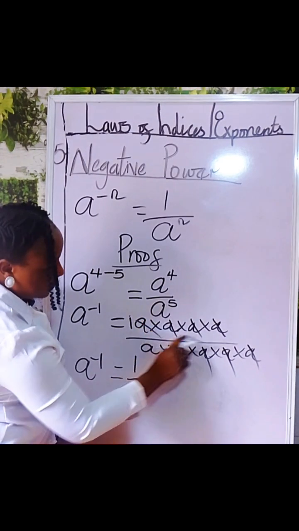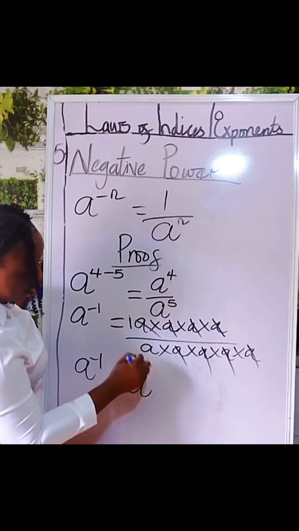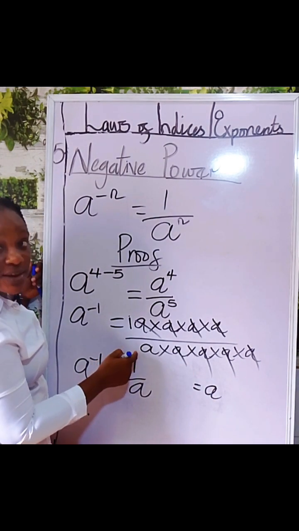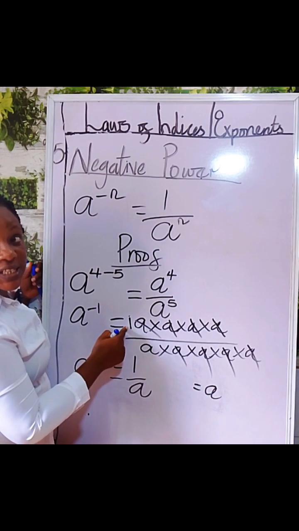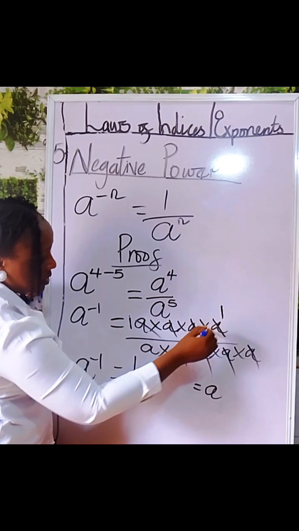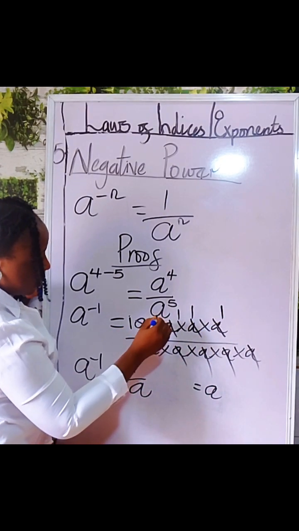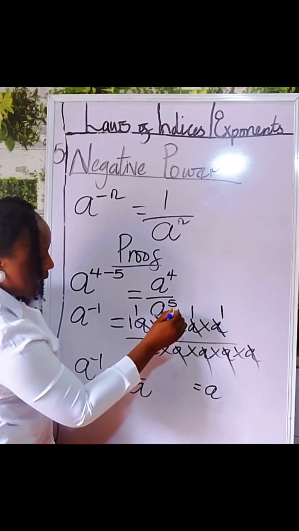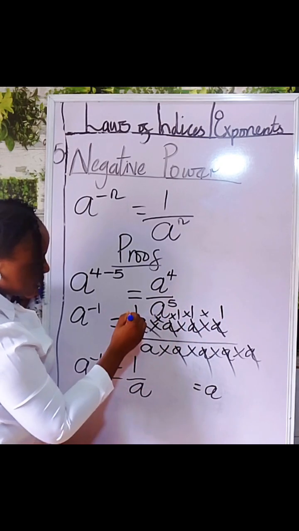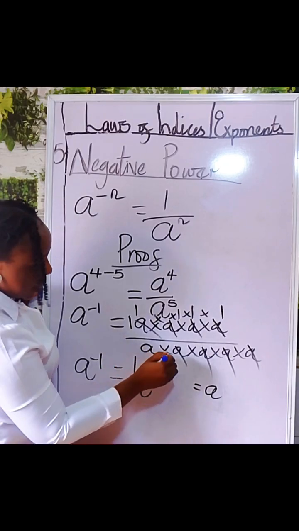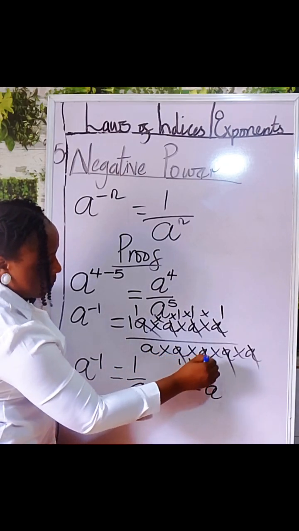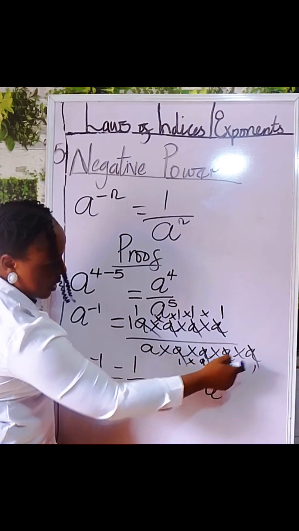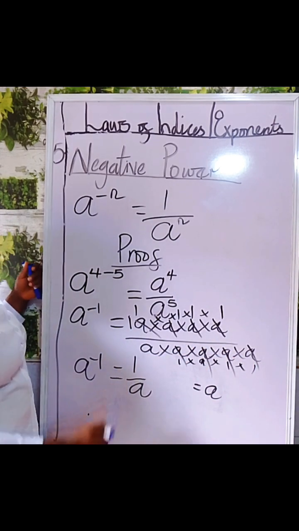We have cancelled the 4 a's. It's remaining a. This thing cannot be just a. You cannot say the answer is a. It's not just a. The a is the denominator. The numerator is 1 because when this a cancels an a, it is 1, 1, 1, 1, 1. So 1 times 1 times 1 times 1 times 1 is 1. Have you seen it? While this one is a times 1 times 1 times 1 times 1. A times 1 is a. So the answer is 1 over a.